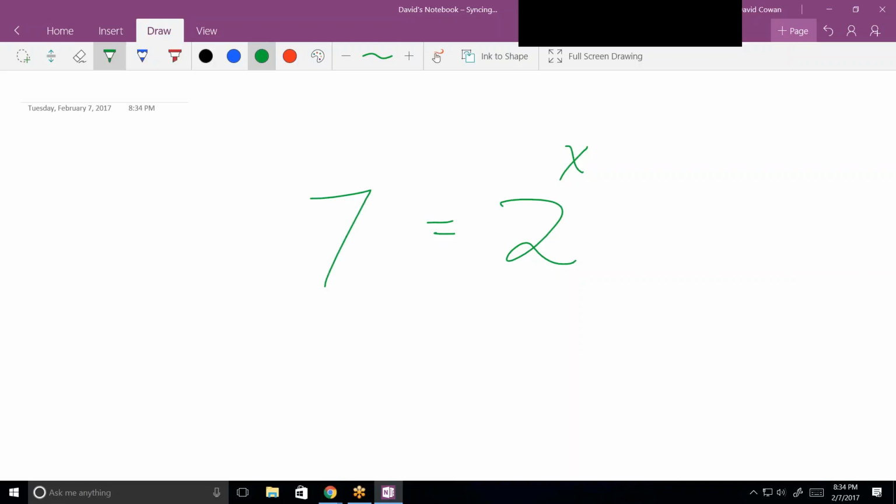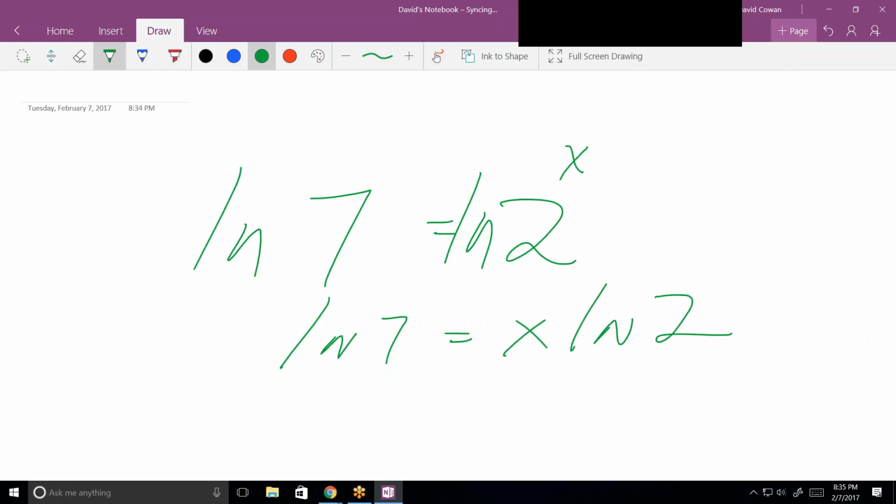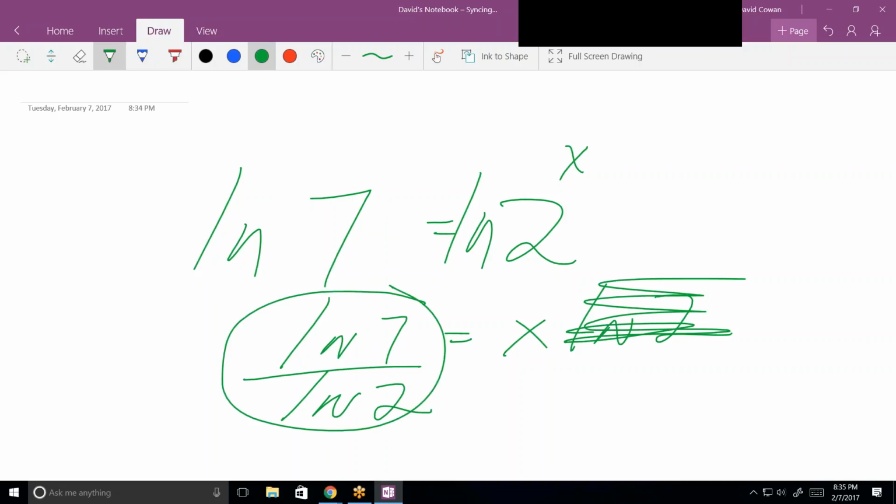But if I take the log of both sides, now using the property of logs allows me to bring that x down in front. So now I have the log of 7 equals x log of 2. So x becomes log of 7 divided by log of 2. And that's a number that solves that equation. But you cannot solve exponential equations using algebra. You have to use logs and then algebra.